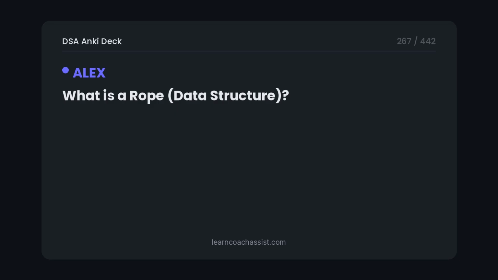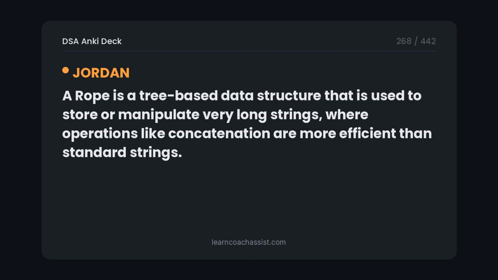What is a rope, data structure? A rope is a tree-based data structure that is used to store or manipulate very long strings, where operations like concatenation are more efficient than standard strings.